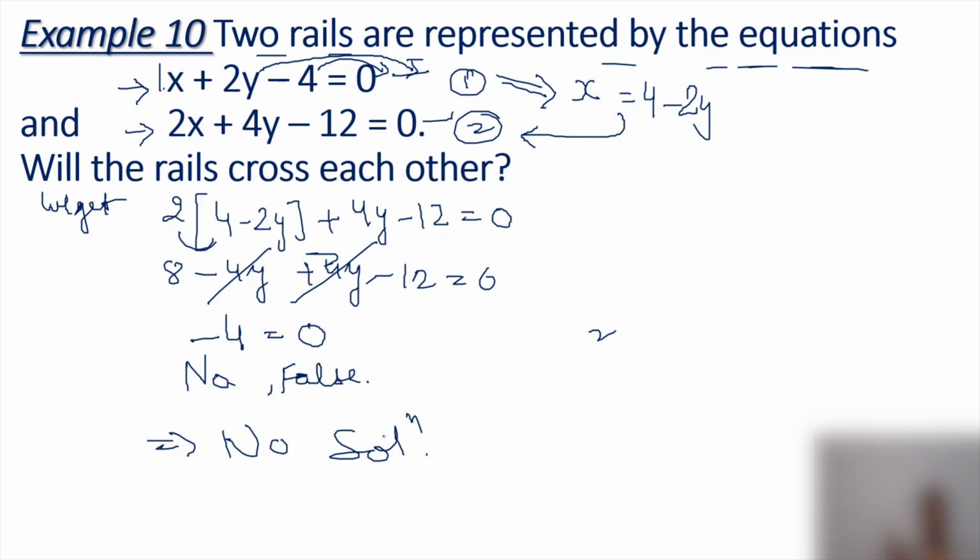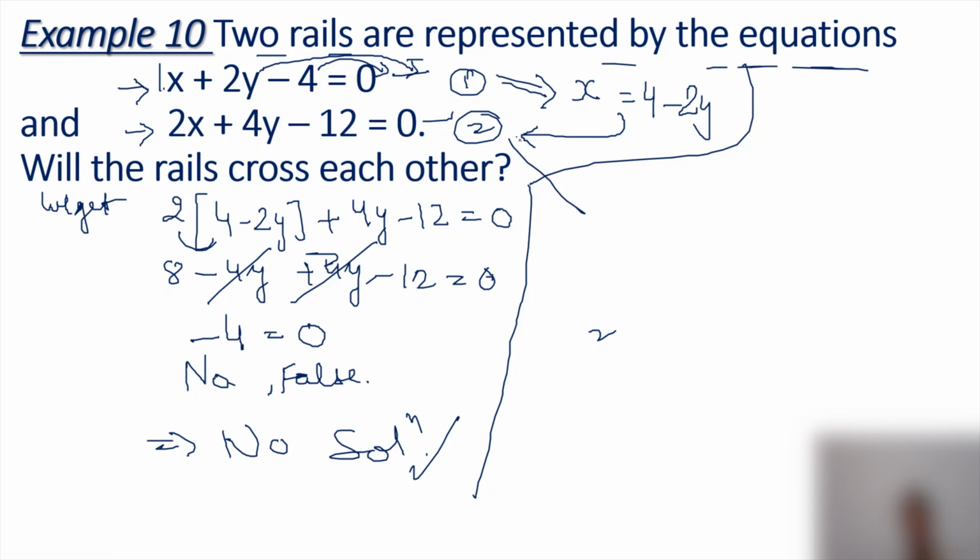It means these rails will not intersect each other. They are having perfect management. They will not cross each other, hence it has no solution. Now if we observe this example and the relationship between the coefficients and constants, we can see from the very beginning that this pair of linear equations has no solution.